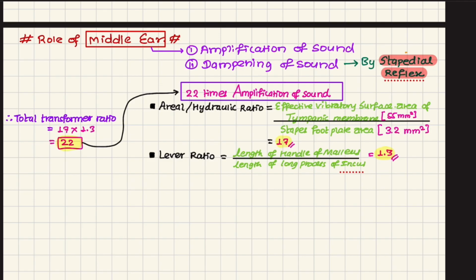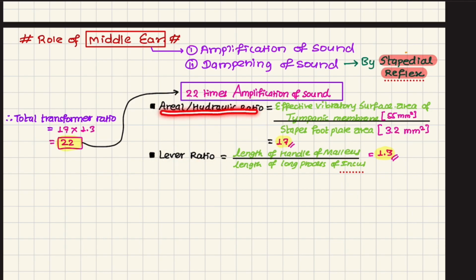So the sound has to travel from the air to the liquid. That is, the resistance is being increased. So to match that resistance, that is, to match the impedance, is very much essential to amplify the sound, which is done by the ossicular chain involving malleus, incus, and stapes. And this ossicular chain amplifies the sound due to two mechanisms: one is the areal or hydraulic ratio and another is the lever ratio.